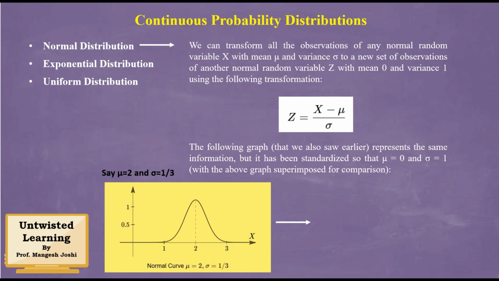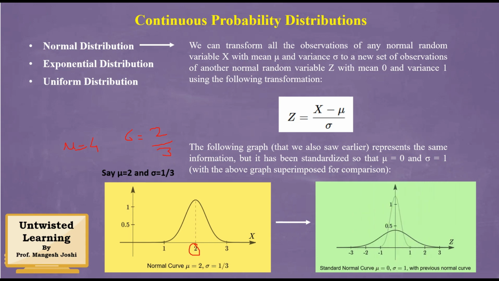Let us take an example in which the population mean mu is 2 and the population standard deviation is 1 by 3. Suppose you want to compare this distribution with another distribution with mean, let us say, 4, and sigma, let's say, 2 by 3. In order to compare all such curves, they are transformed to the z distribution.